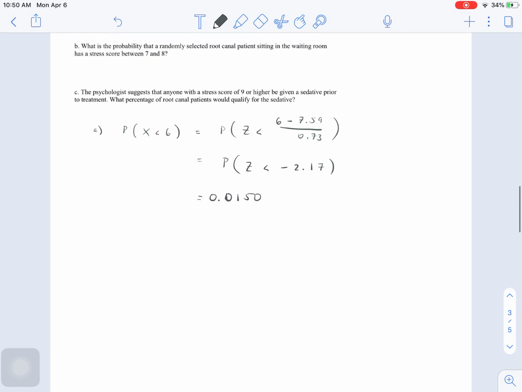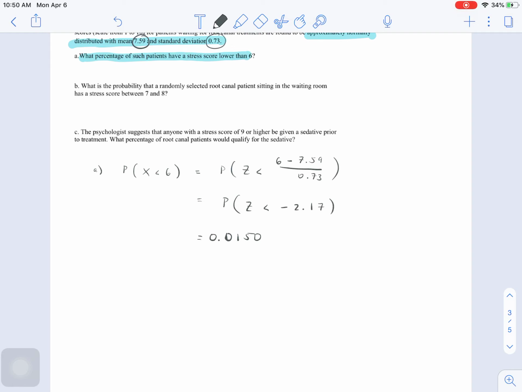Therefore, the probability that a patient will have a stress score lower than 6, or in other words, the percentage of patients with a stress score lower than 6, is 0.015, which is 1.5%.